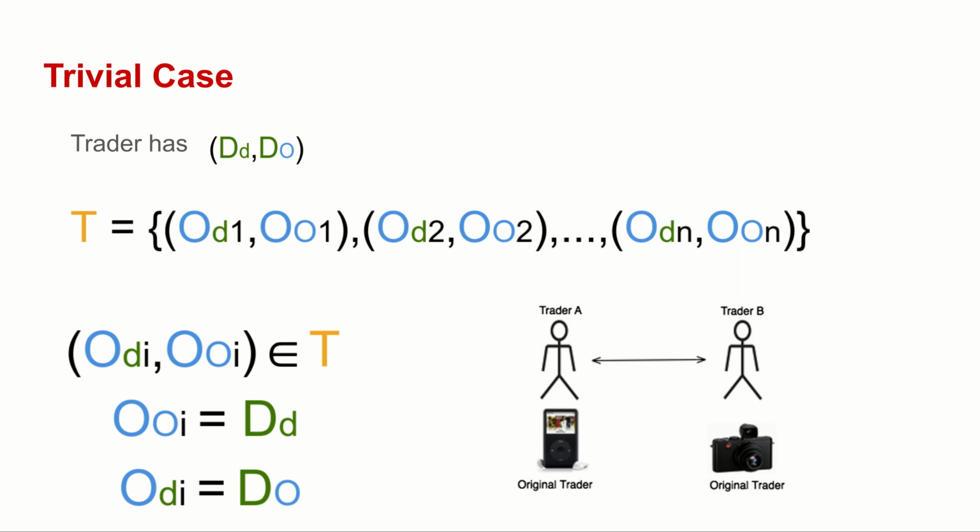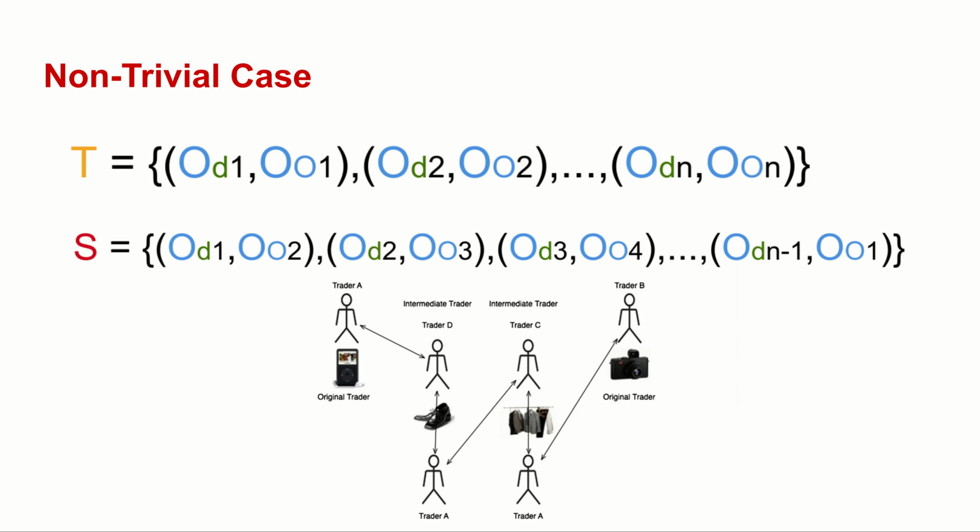Same thing as before, and the trade pool is the same. There does, because it's a trivial case, exist some O_Di, O_Oi in the pool, such that O_Oi is equal to D_D, and O_Di is equal to D_O. That's a lot of letters, just to mean that there's a trade that is offering what the original trader wants and desires what the original trader has. That's the trivial case. Of course, most of the time that isn't the case. It's more complicated than that.